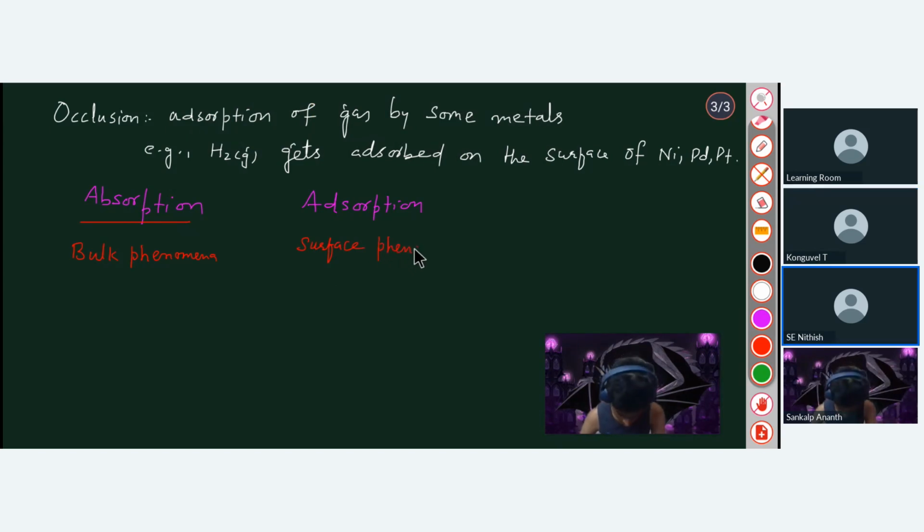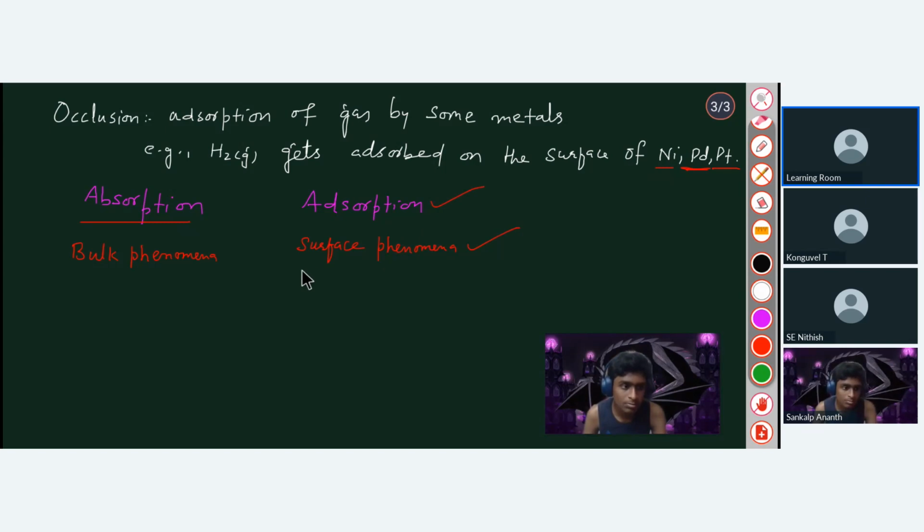Where will it get adsorbed? On the surface. Yeah, exactly. It remains only on the surface. Some few particles can enter into the bulk, but most of the particles and molecules remain at the surface. So that's why it's known as adsorption.